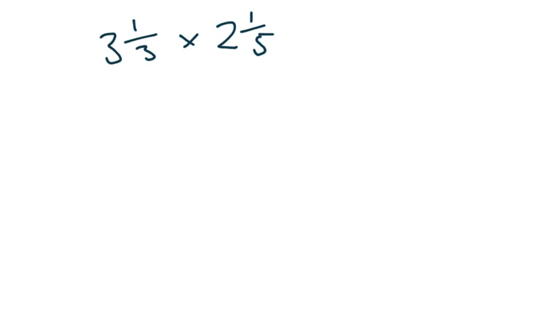Our second example is going to look at a mixed numeral multiplication. Now again, you need to make sure you change it into an improper fraction first, otherwise you'll get yourself very confused. So we change them to an improper fraction. We do 3 times 3 is 9, 9 plus 1 is 10, so it becomes 10/3, multiplied by 5 times 2 is 10, plus 1 is 11, so it becomes 11/5.